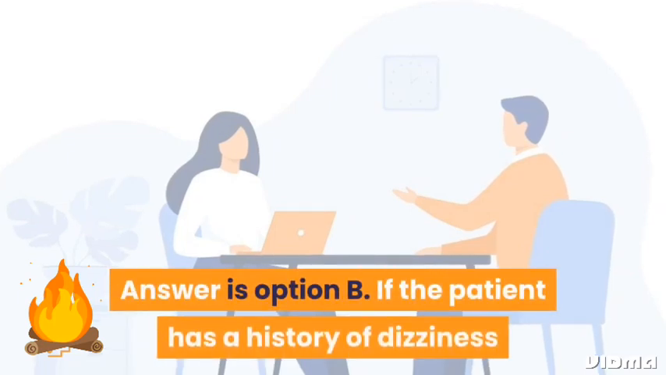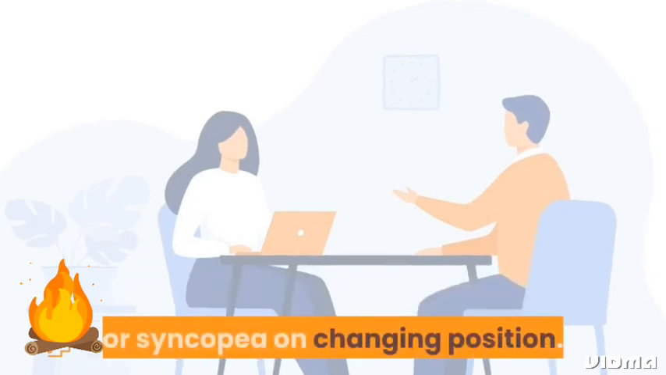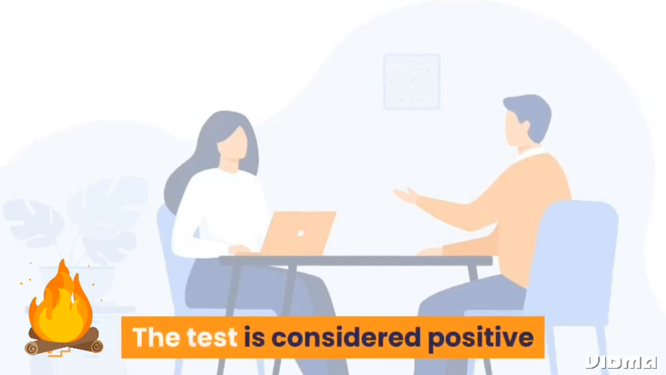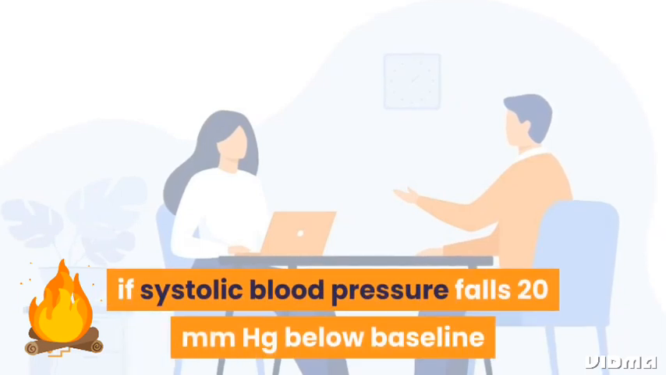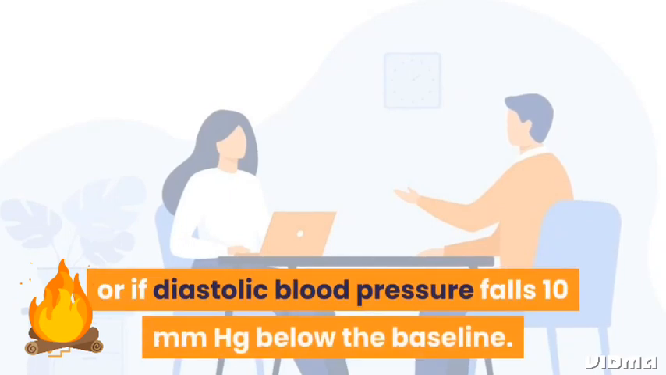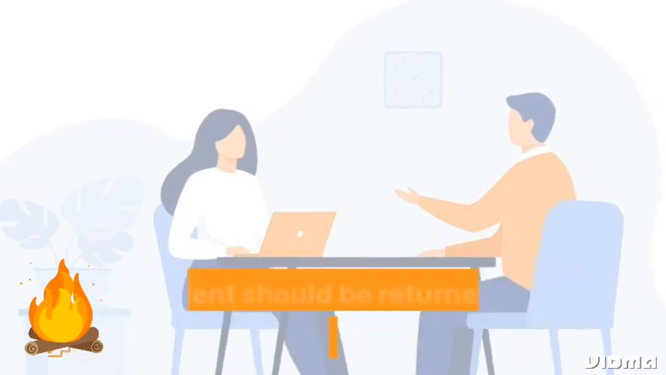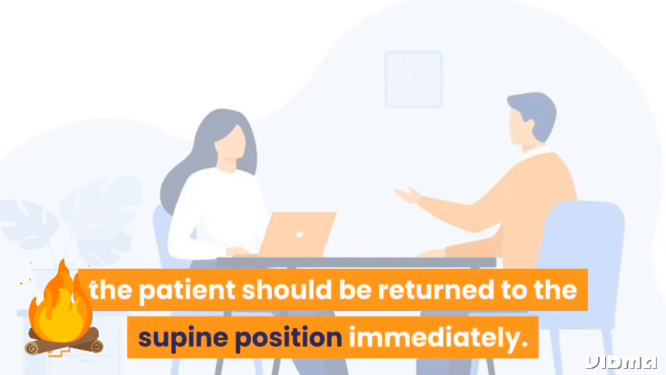Answer is option B. If the patient has a history of dizziness or syncope on changing position. The test is considered positive if systolic blood pressure falls 20 mm Hg below baseline, or if diastolic blood pressure falls 10 mm Hg below the baseline. If the symptoms occur during testing, the patient should be returned to the supine position immediately.